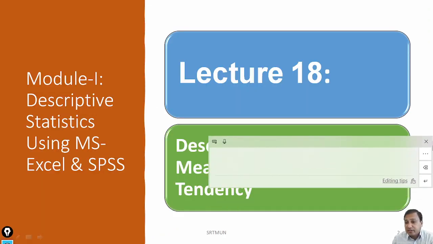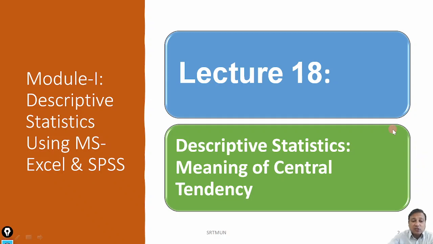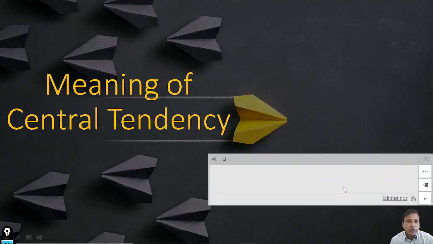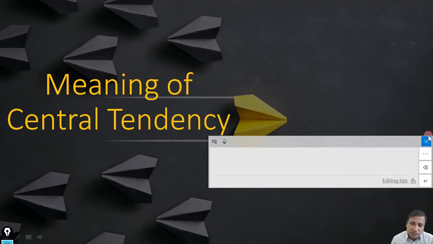So we are here in lecture number 18, and the title of lecture 18 is descriptive statistics, meaning of central tendency. The objective of this lecture is to make you familiar with the meaning of central tendency and its measures. There are different measures of central tendency. Here in this lecture we'll try to understand the meaning of those measures too. So let me start first with the meaning of central tendency.